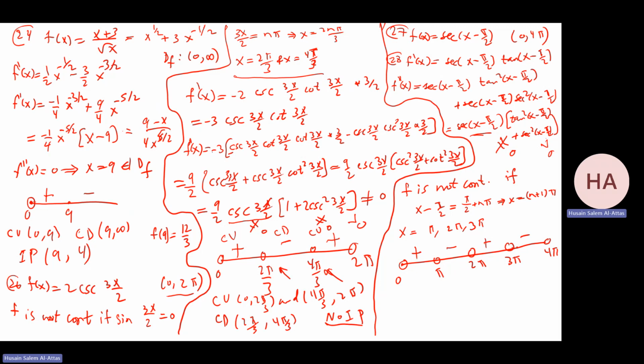So it's concave up from 0 to pi and 2 pi to 3 pi. Concave down from pi to 2 pi and 3 pi to 4 pi. Is there any point of inflection? No, no inflection point. Which is clear. There is no inflection point because all of these are undefined. The function is not continuous or not defined there.